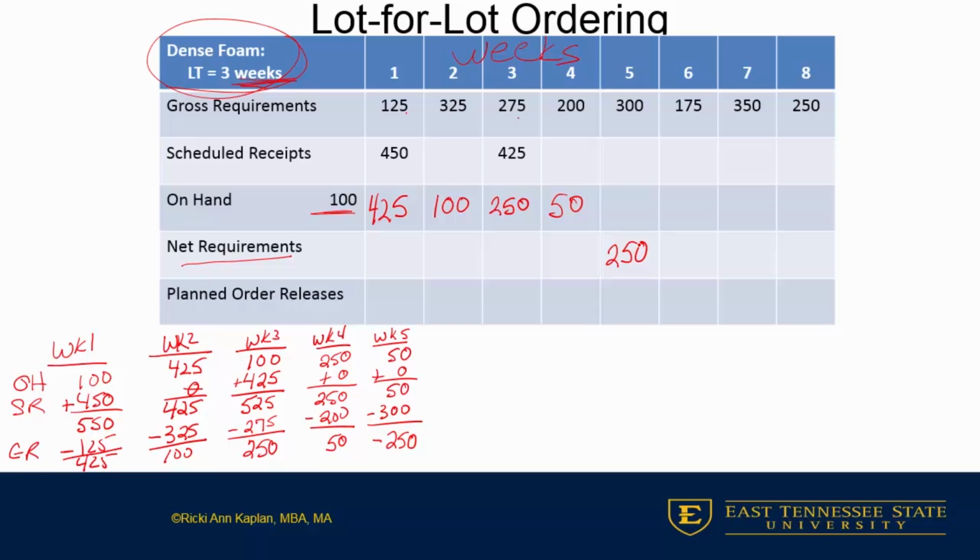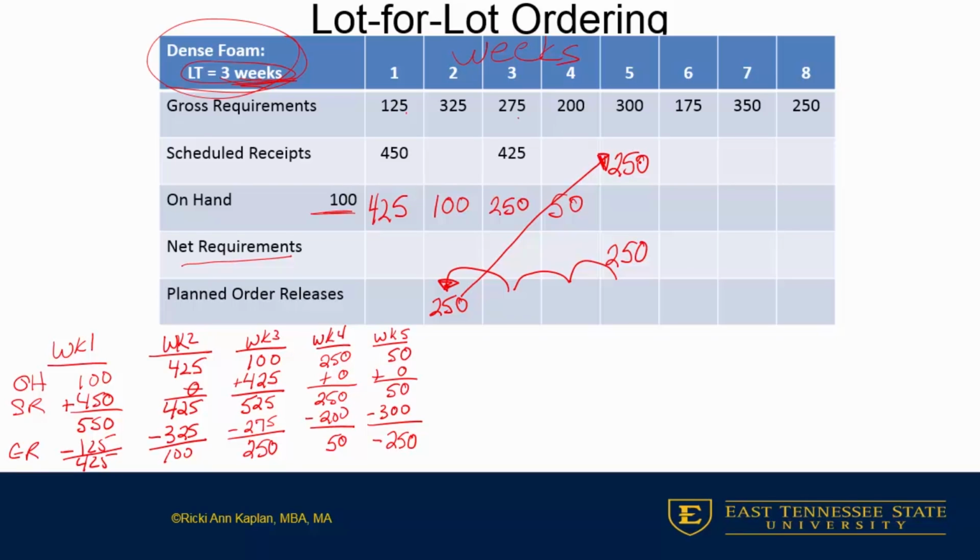So my lead time was 3 weeks. So I'm going to go back 1, 2, 3 weeks, and I'm going to place an order lot for lot. I order what I need, when I need it, no more, no less, for what I need. 250 units. If I place an order, I better receive that order. Lead time is 3 weeks. So 3 weeks later, I now need to schedule a receipt, a delivery of 250 units of dense foam.